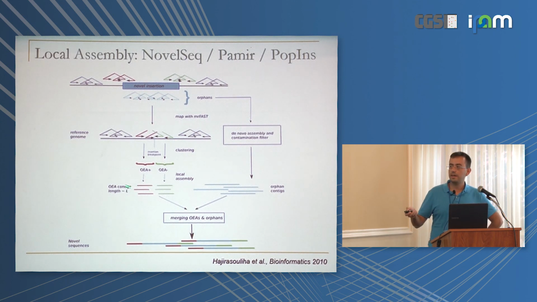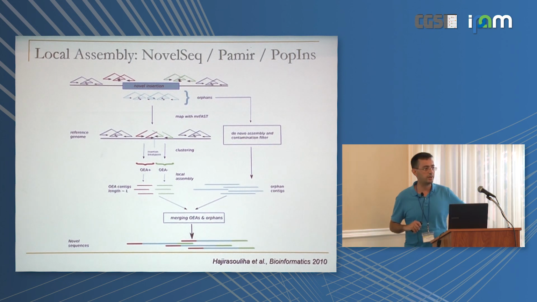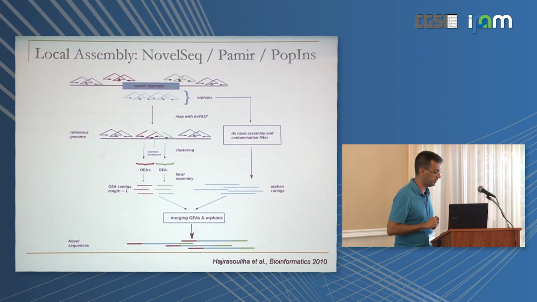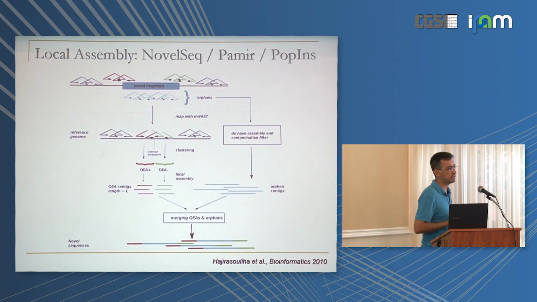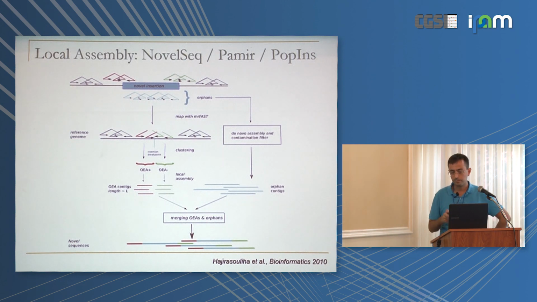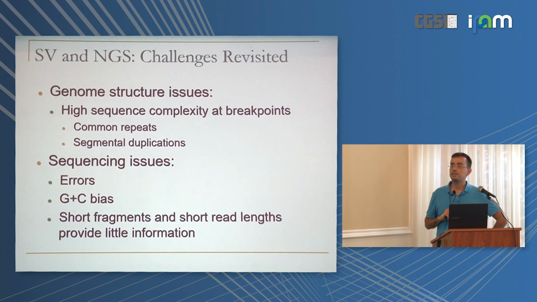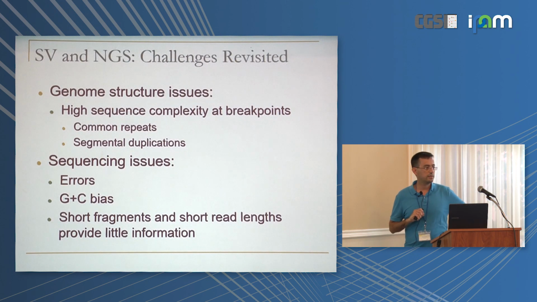And then we assemble the one-end anchored parts, and we assemble the orphan parts, and then we basically just match them using an algorithm for maximum bipartite matching. Right? So let's revisit structural variation and next-gen sequencing.